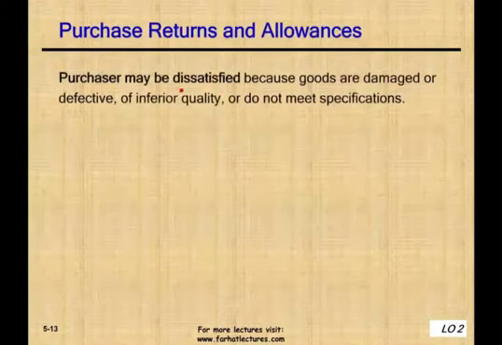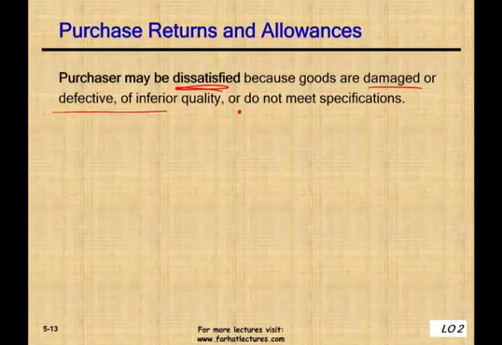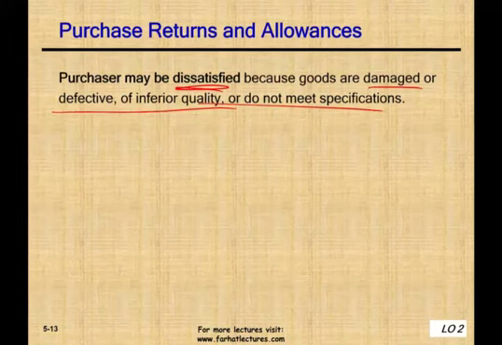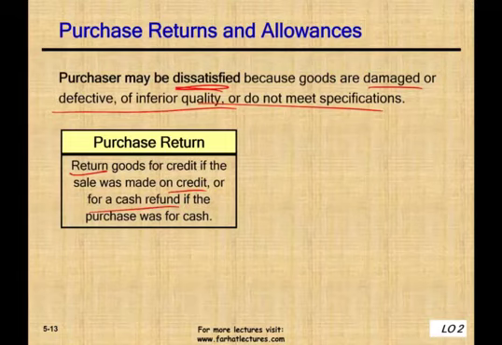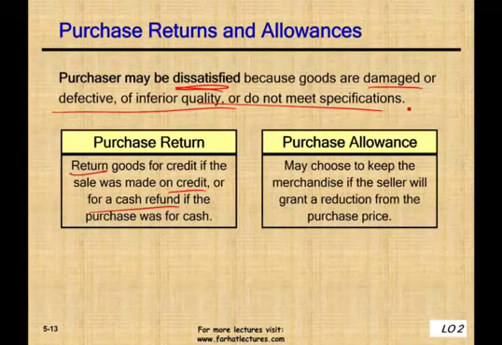So what happens if you bought something and you are dissatisfied because the goods are damaged or defective or inferior or do not meet specifications? So you bought something and you did not like it, or they send you the wrong color or the wrong size, or the package arrived damaged. Well, you have two options. One, you can do a purchase return. What you do is you return the goods for credit if the sale is made for credit, or you would ask for cash if you paid cash. That's one option. The other option is you call and you complain, and they will grant you a purchase allowance.